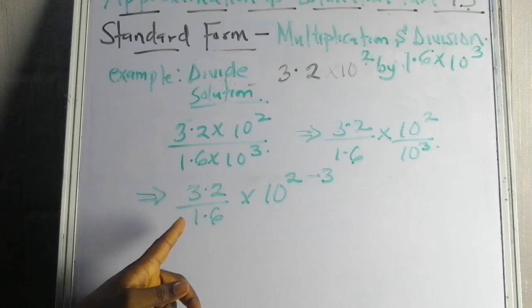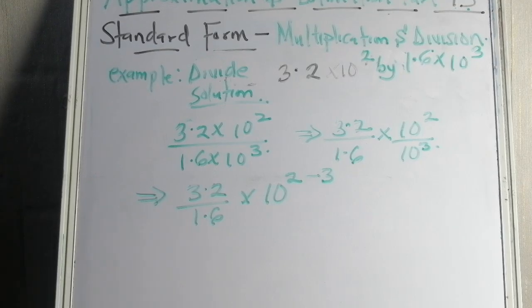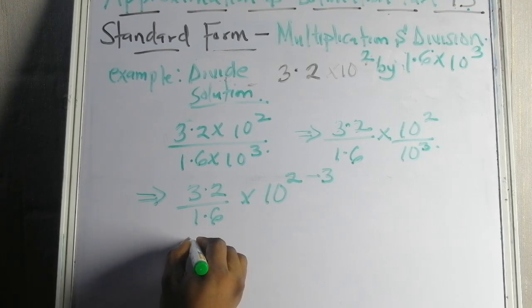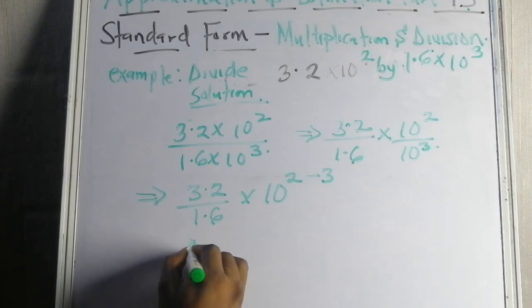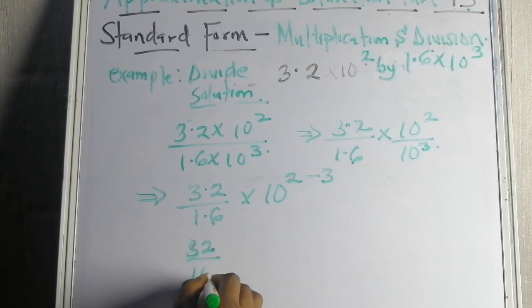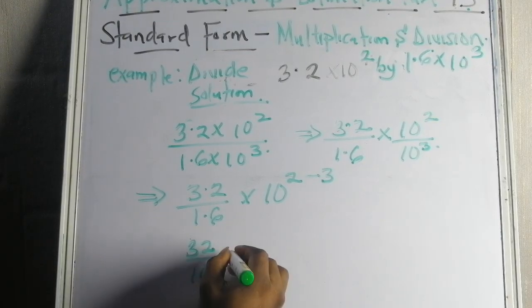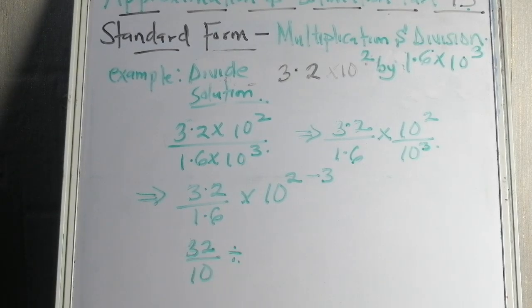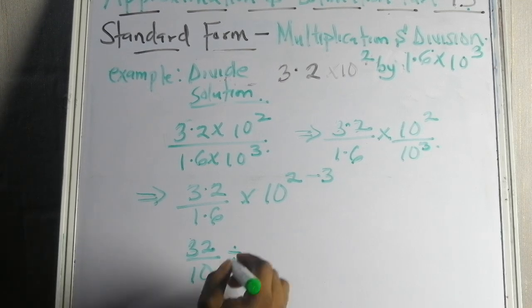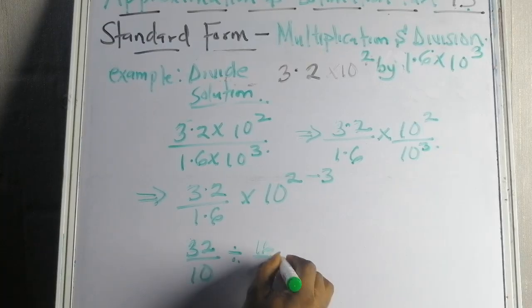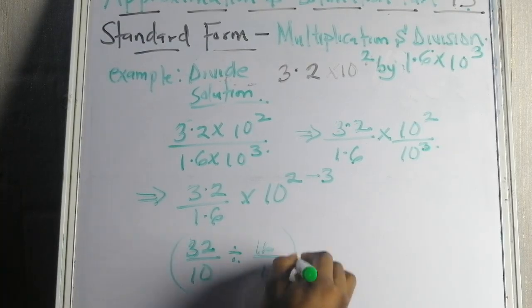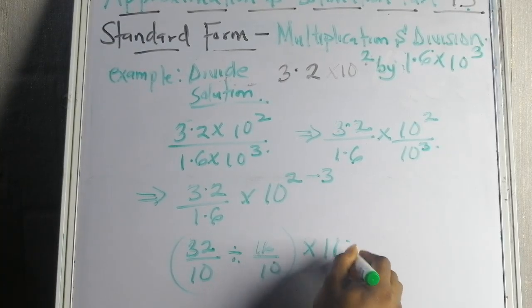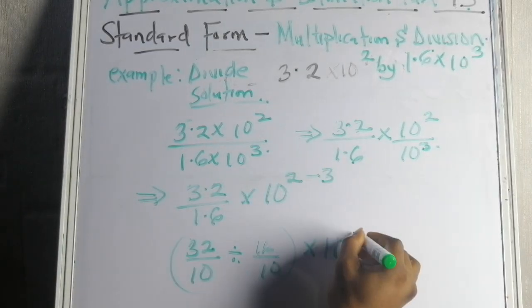Okay, law of indices. Take one base and subtract the power. So how do we do this one without using calculator? I've shown you before. This 3.2 is the same thing as 32 over 10, right? Then divided by this, the long division I'm changing to short division. So this divided by 16 over 10 times 10 raised to power, so 2 minus 3, that's minus 1.